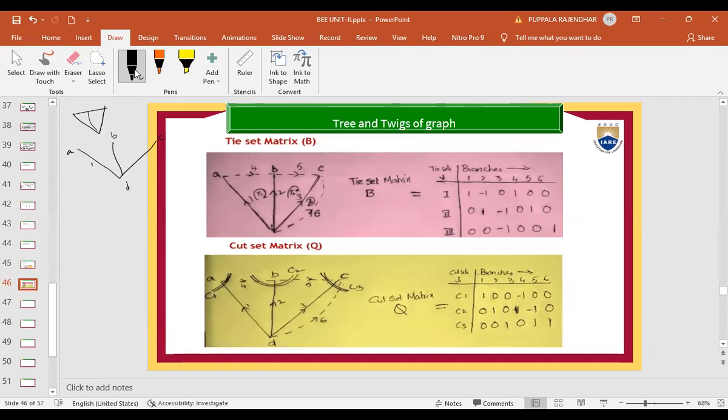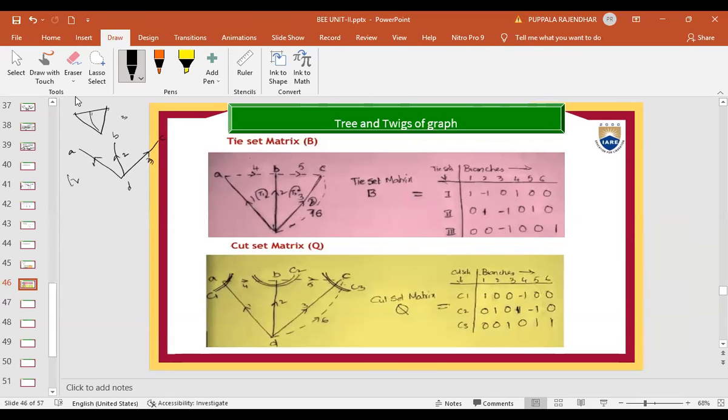Element 1 is here, 2 is here, 3 is here. It's oriented upward, upward, upward. Now, for this graph, it is a tree, right? Total 4 nodes we are having. Because of 4 nodes, only 3 branches we will get. 1, 2, 3 branches we will get, and there is no closed path. So this is a tree.